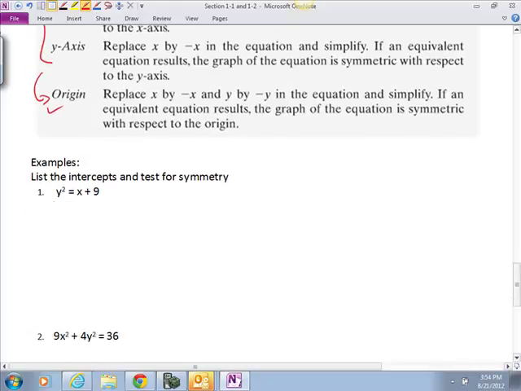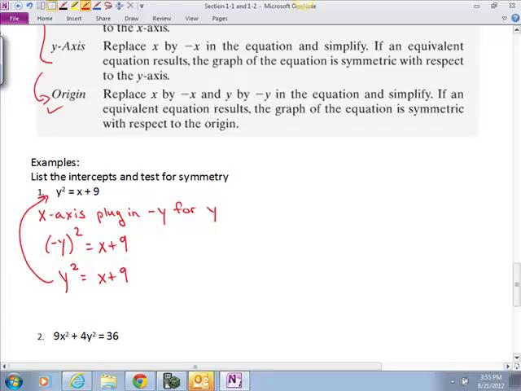Okay, so let's look at this problem. Let's check for x-axis symmetry. The way you check for x-axis symmetry is to plug in -y for y. So instead of y squared, you're going to have (-y) squared is equal to x plus 9. But (-y) squared is in fact the same as y squared, because when you square, a negative just becomes positive. So this is y squared equals x plus 9. Well, that's exactly what you started with. So yes, you do have x-axis symmetry.